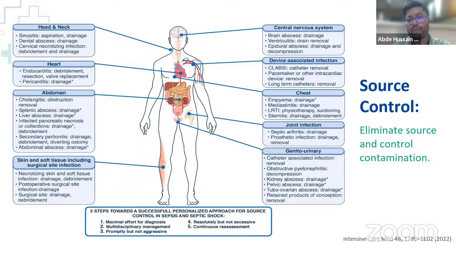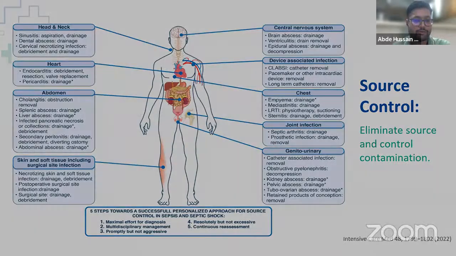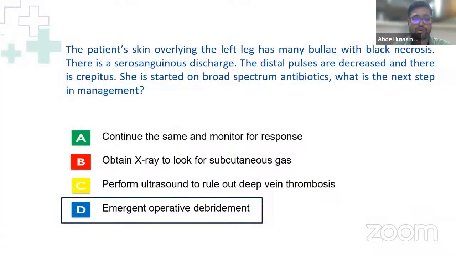The source control can be either less invasive or it can be surgical, like in drainage of brain abscesses. So yes, an emergent operative debridement is necessary for this patient.